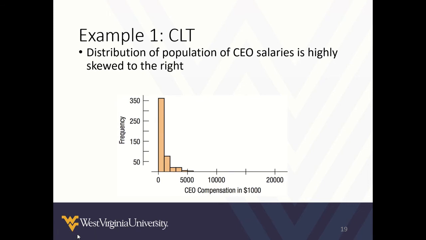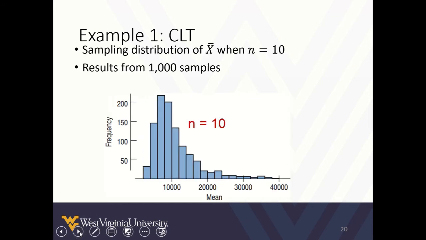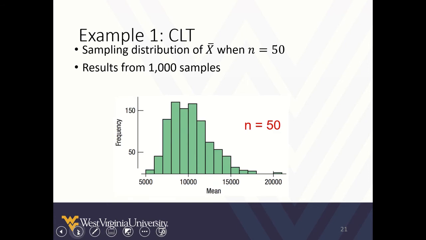So to give an idea of how the central limit theorem works visually, because I know it may not be naturally intuitive, let's take a look at a distribution of the population of CEO salaries, and we can notice that this is highly skewed. But if we now take a sampling distribution of x bar when n equals 10 with the results of 1,000 samples, we can see that while the distribution is still skewed, it isn't as skewed as in our first case.